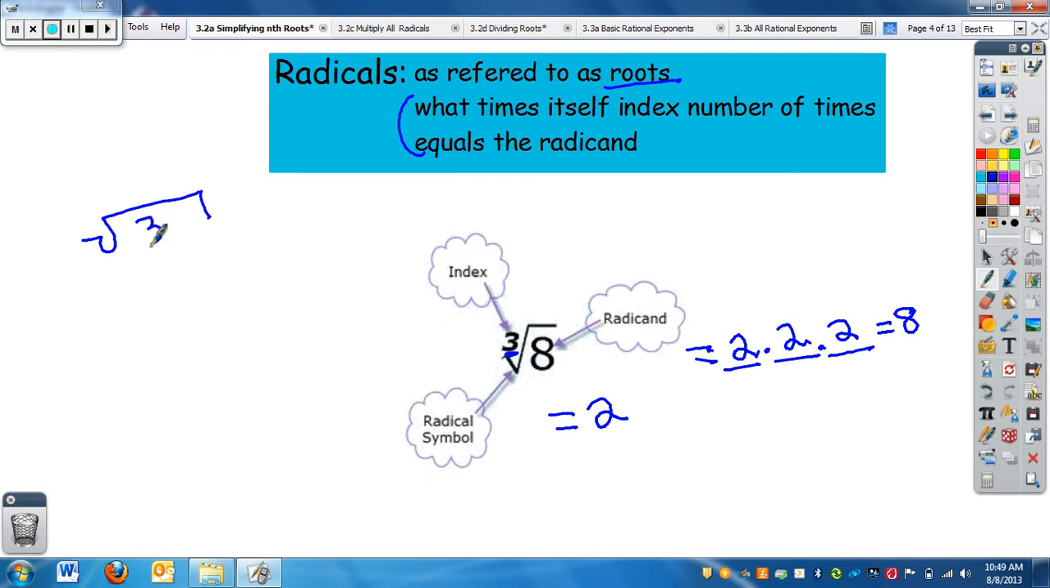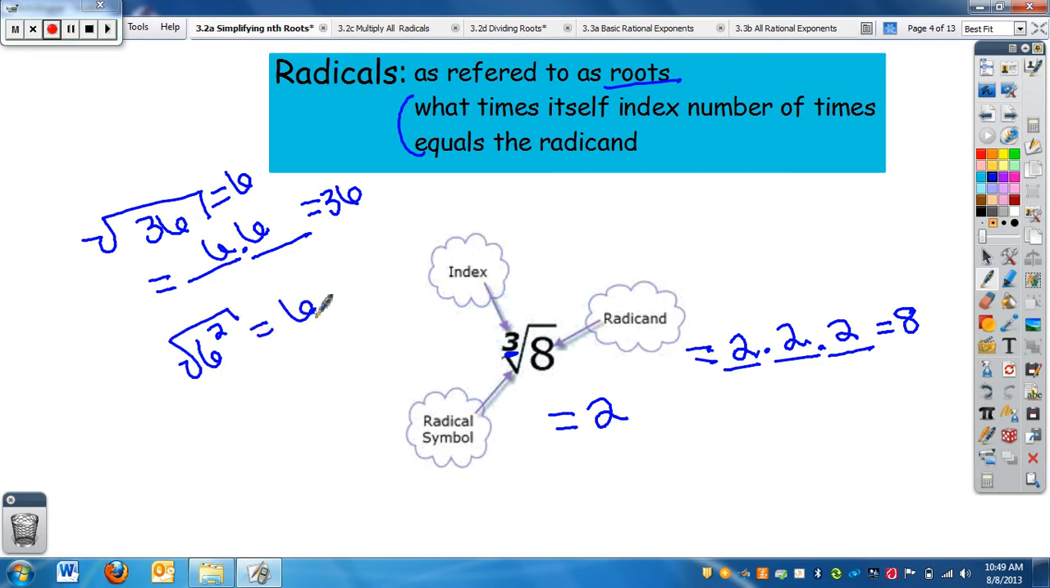And I can do the same thing for a square root. If I want to do the square root of 36, I have to go, what times itself equals 36? Well, that is 6 times 6. So the square root of 36 is 6. Or you can think of it as 6 squared is 36.